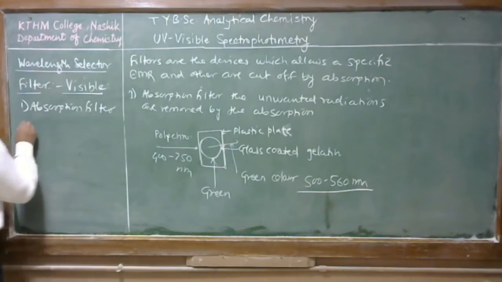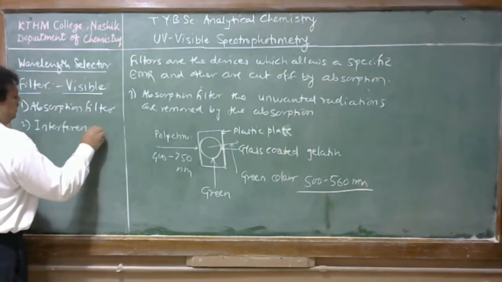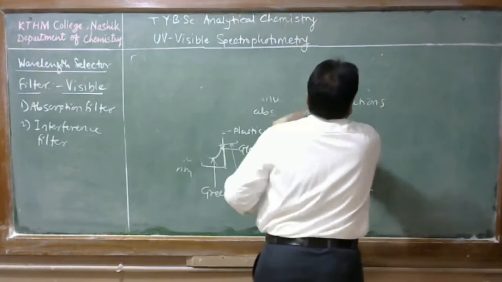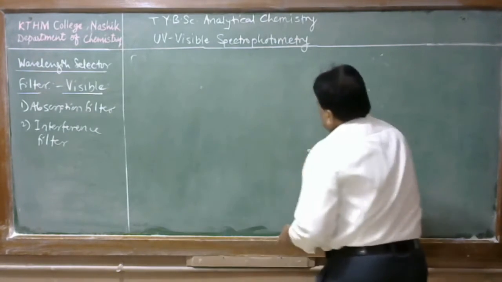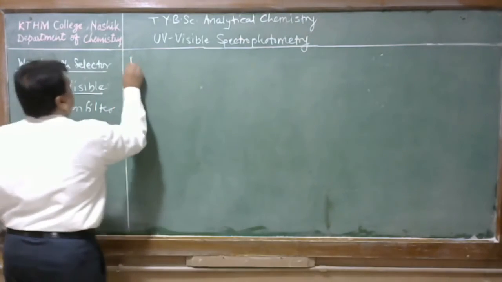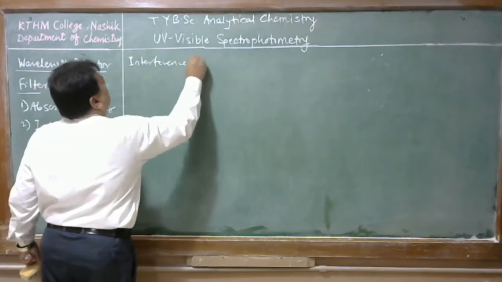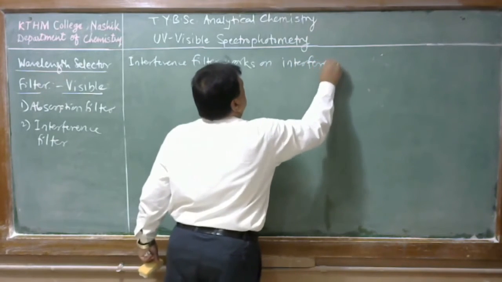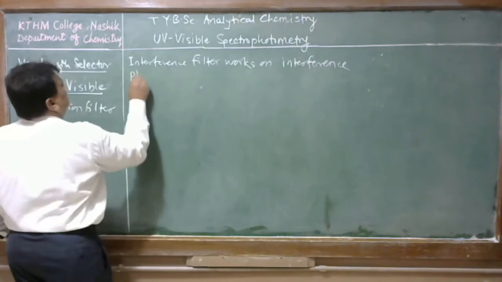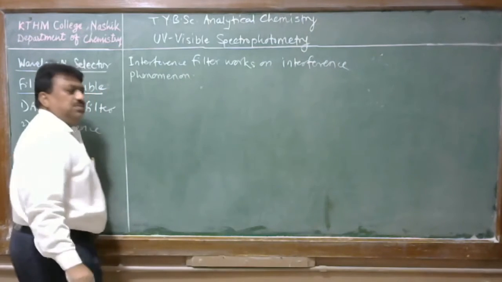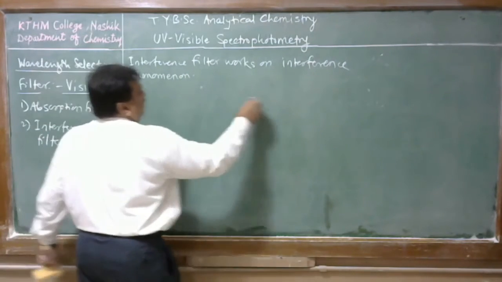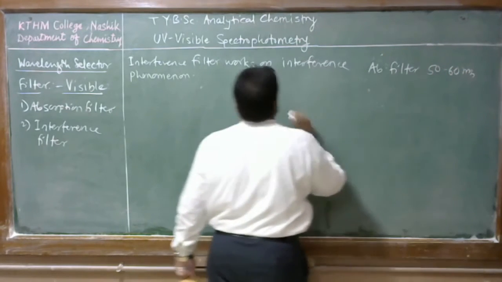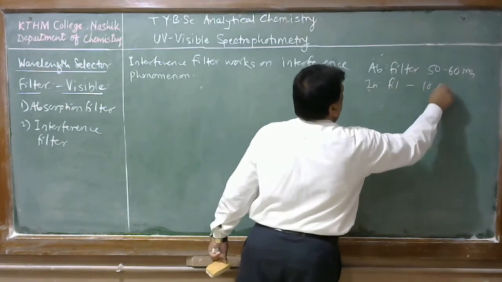The second type of filter is called an interference filter. An interference filter works on the interference phenomenon. And here, by an absorption filter we can isolate a bandwidth from 50 to 60 nanometer. And by the interference filter, we can isolate a bandwidth up to 10 nanometer.